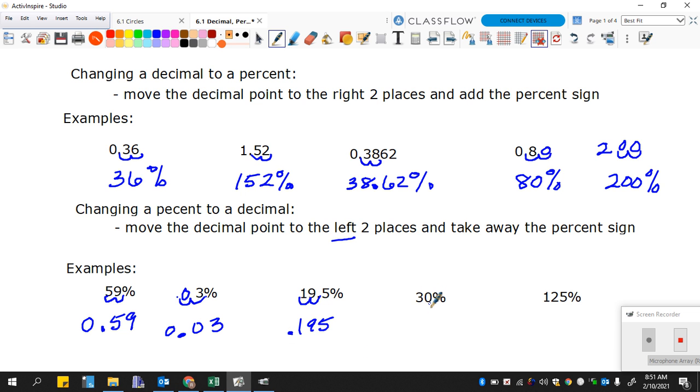30%, same thing, it would be 0.30, or we don't have to put that 0 at the end. We could just put 0.3, okay? Because that 0 at the end up here is just for the place value holder, same as what we had up here with the 0.8. And 125%, move your decimal point to the left 2 times, and it would be 1.25, or 1 and 25 hundredths.